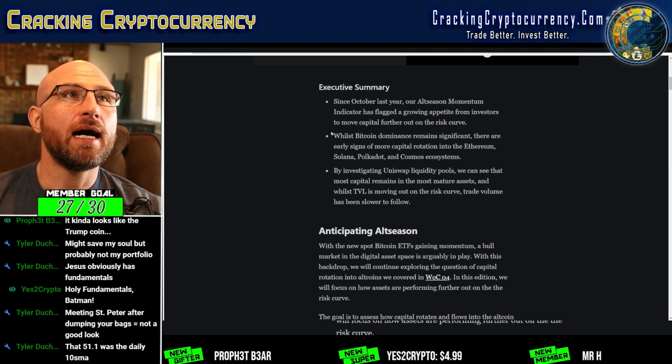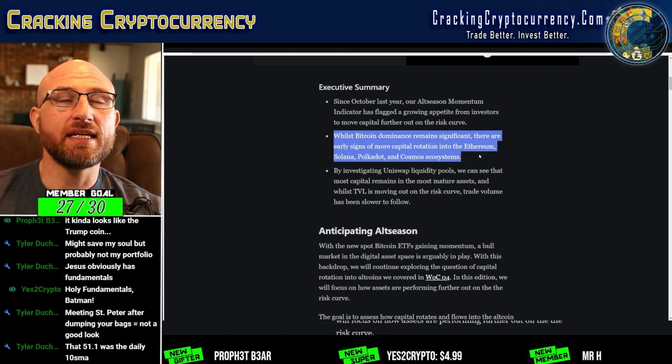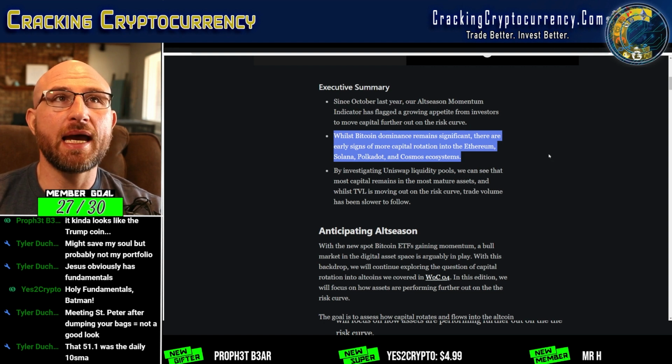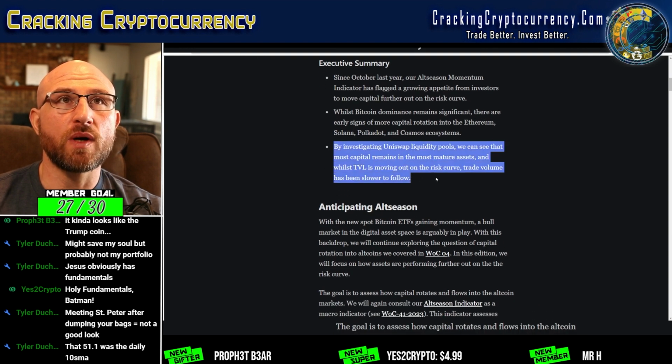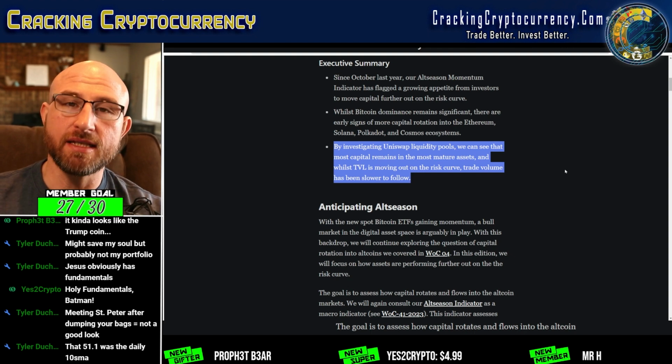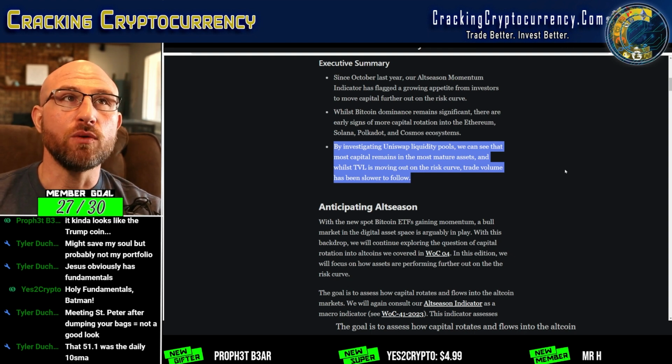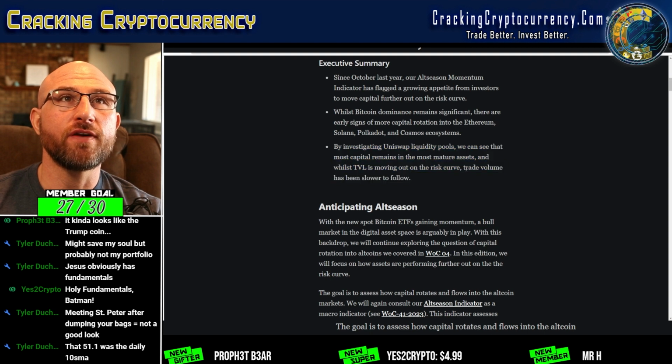All right. Whilst Bitcoin dominance does remain significant, there are early signs of more capital rotation into the Ethereum, Solana, Polkadot, and Cosmos ecosystems. And by investigating Uniswap liquidity pools, we can see that most capital does remain in the most mature assets, the coins that have been around the longest. And whilst TVL is moving out on the risk curve, trade volume has been slower to follow.